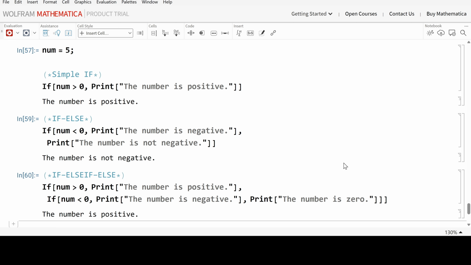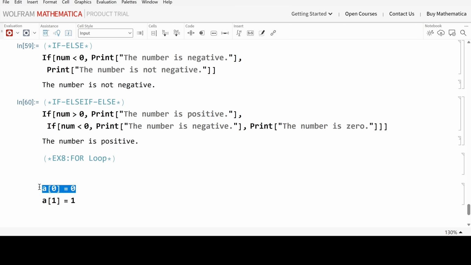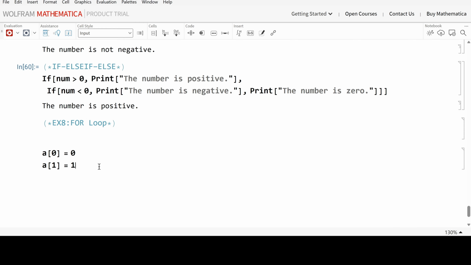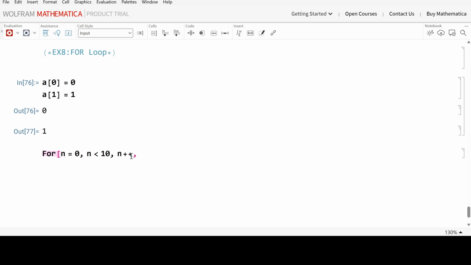Finally, let's create a For loop, the classic structure for repeating calculations. We'll build the Fibonacci sequence. First, we define a[0] equals 0 and a[1] equals 1. Then we write For. Start with n equals 0, continue while n is less than 10, increase n by 1 each time. Inside the loop, define a[n+2] equals a[n] plus a[n+1]. After running it, we use Table to display the results.